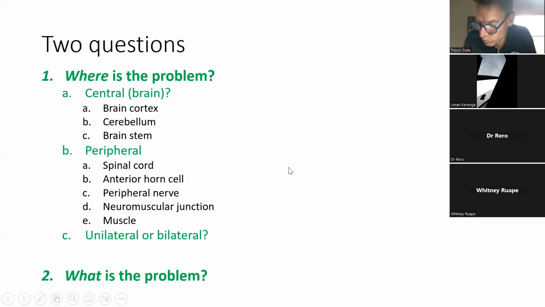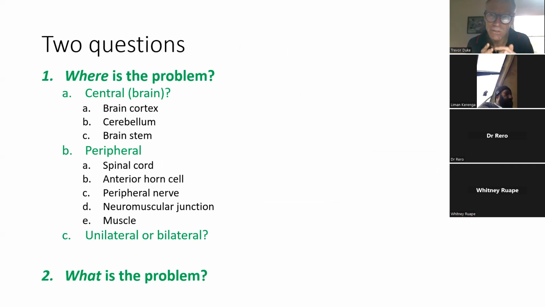And the simple way to do a neurological assessment in children is to ask two questions. And the questions should be asked, I think, in this order. The first question is, where is the problem? You should always ask, where is the problem? Because you need to know whether the problem is a central problem or a peripheral problem. Is it unilateral or bilateral? And these are fundamental questions.